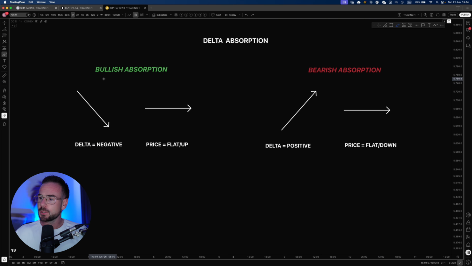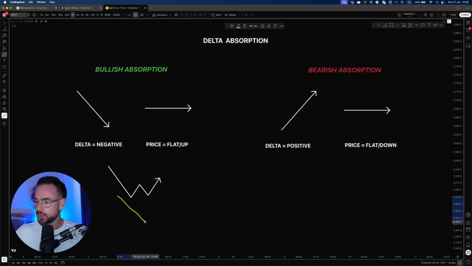So what is bullish absorption? We'll walk through this nice and slowly, and then we'll jump in the charts and look at the footprint. Bullish absorption is when delta is negative, delta is going down, yet price is staying flat or going up, meaning price comes down, starts to put in a bottom and move higher, yet the delta is going down, negative delta down here.